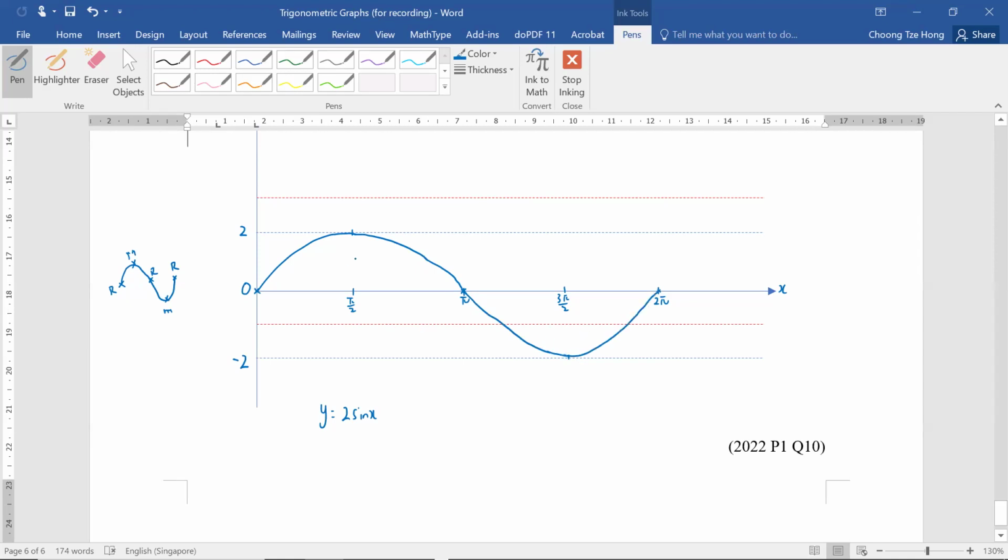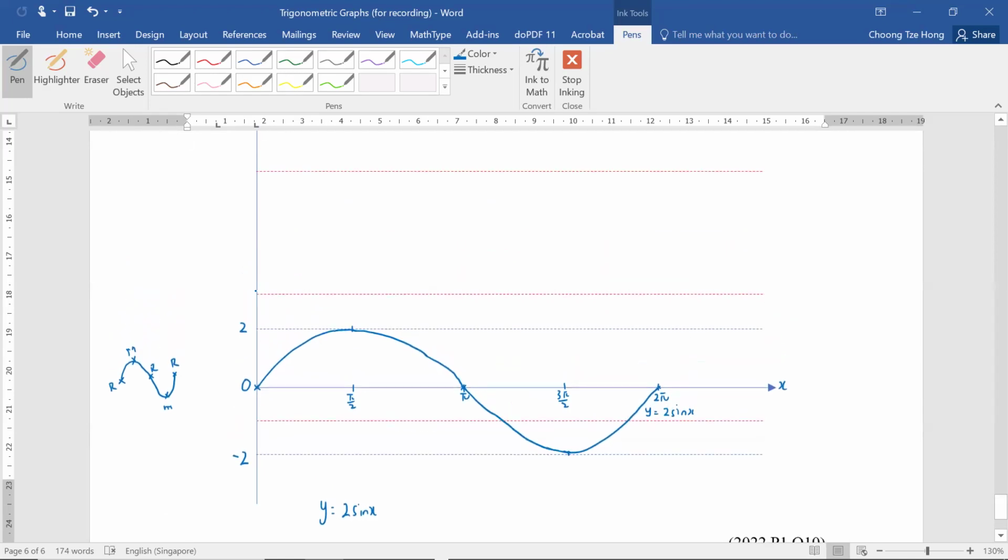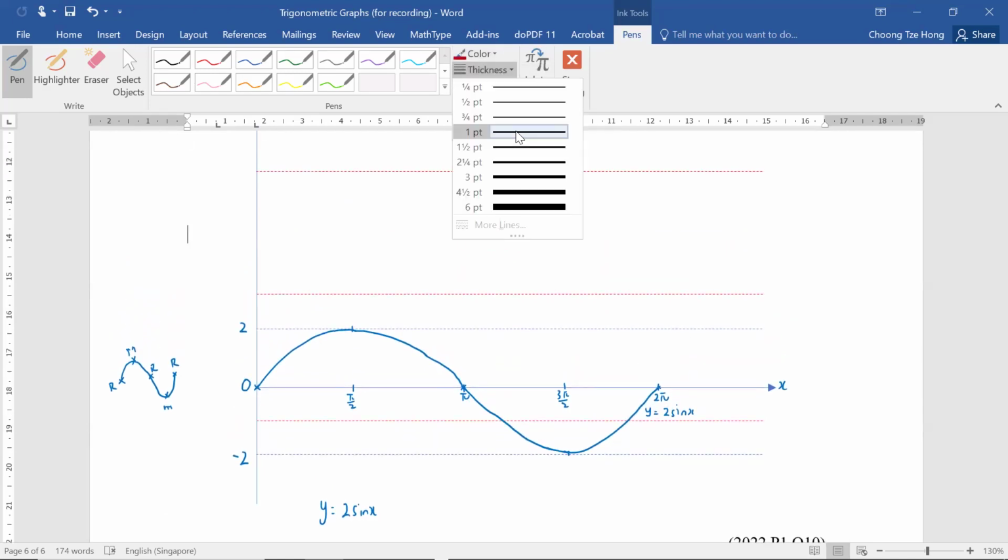Okay, so looks good. All right, so this is y equals 2 sine x. Okay, so y equals 2 sine x, right? Okay, so let's draw the next graph. Let's change the color of the marker. Let's change it to maroon color.